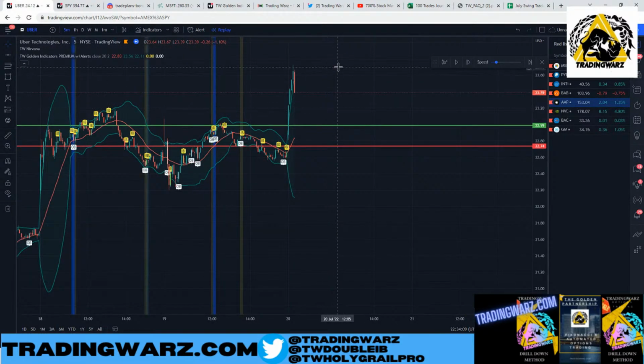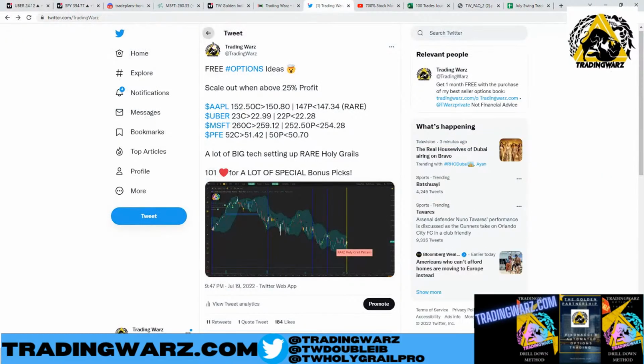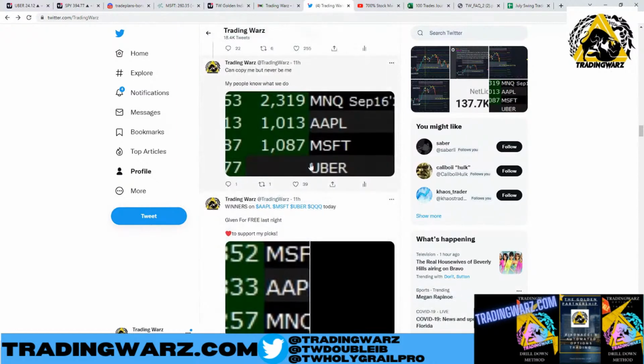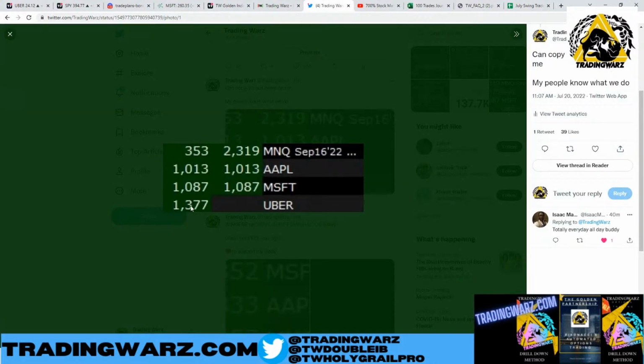On that particular trade, guys, this is what we call a breakout trade. This is a trigger trade. I set this up the night before. I put my order in the night before, and here are the results right here. So Uber, $1,377, guys. Let me open my broker. I'll tell you right now how long the trade took.